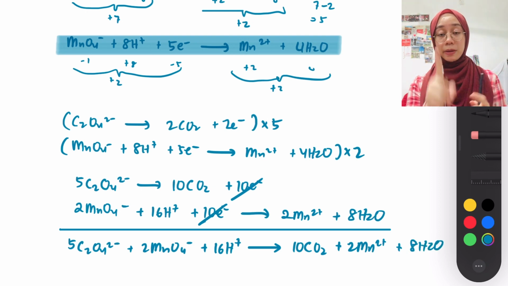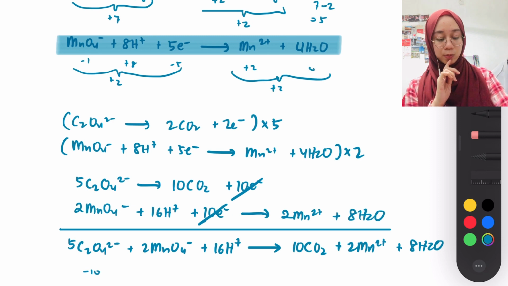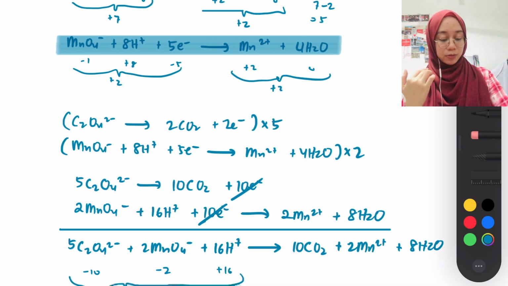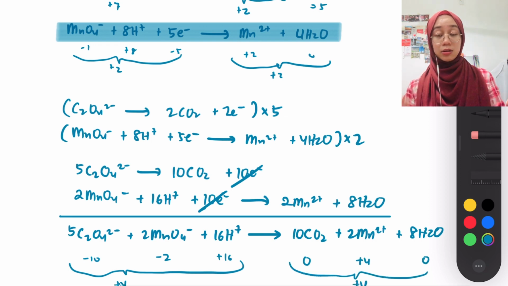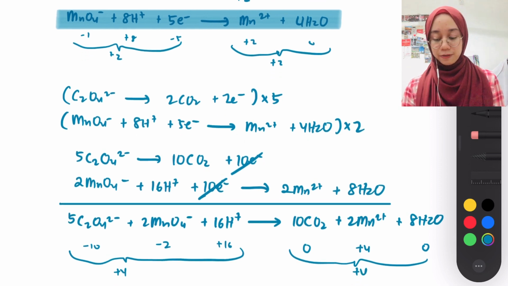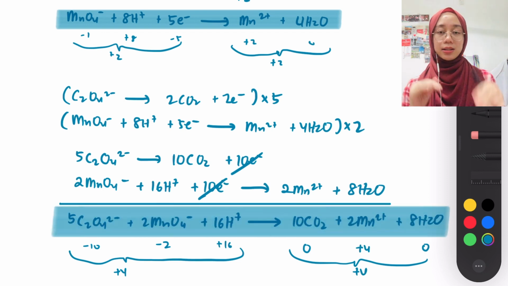Okay, so apa yang perlu kita buat, always double check balik lah the number of atoms and also the charge. Charge yang paling senang dulu lah. Okay, so kita just double check je. So sini negatif 10, ini negatif 2, ini positif 16. So total positif 4. Okay, and then CO2 is 0. 2 times 2, positive 4. This one is 0. So sebelah kanan positif 4. See? Balance dah. Okay, you can always check your answers macam tu lah. So your final answer, this one here. Okay, so you can leave it as there.